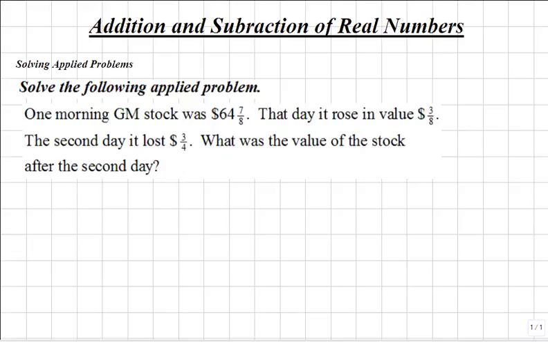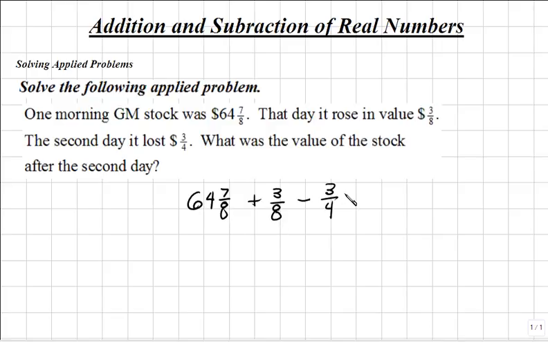To find the value of the stock after the second day, we'll start with its initial value of 64 7/8. Since it rose in value 3/8 of a dollar, we're adding 3/8 to this total. And on the second day it lost 3/4, which means we're subtracting 3/4 of a dollar from that total. So let's add 64 7/8 plus 3/8 and then take that result and subtract 3/4.